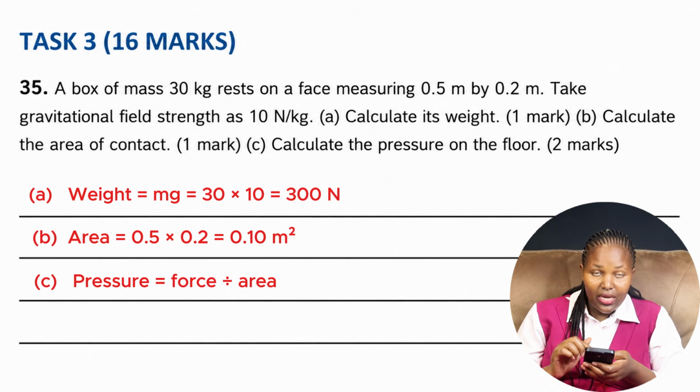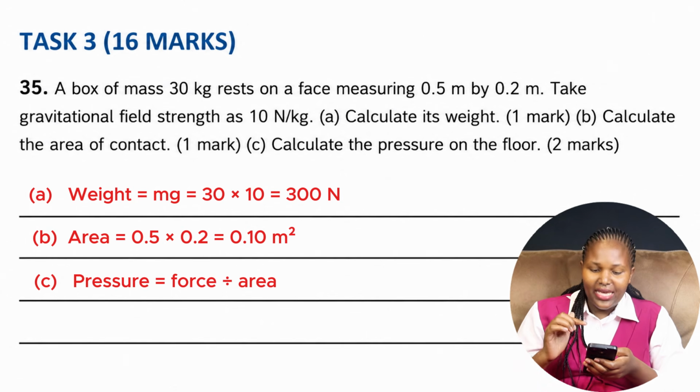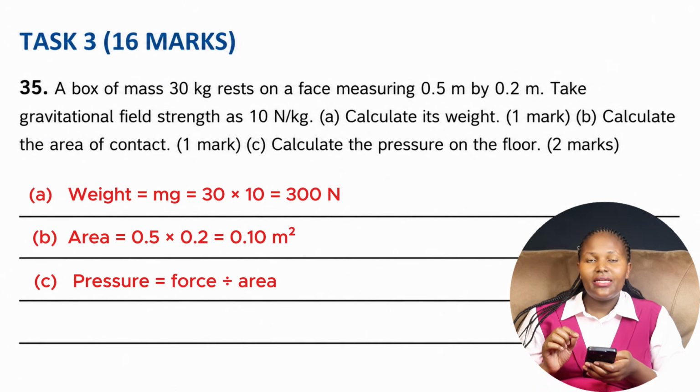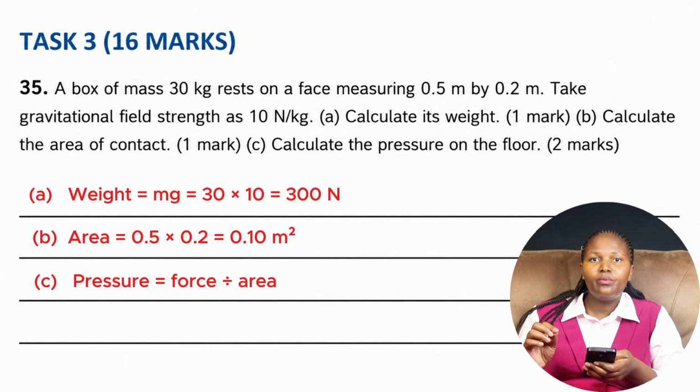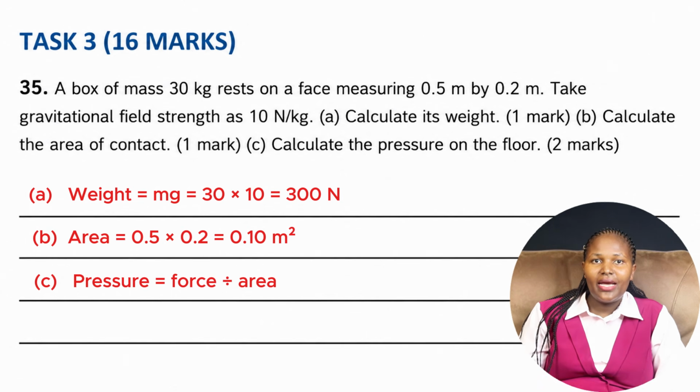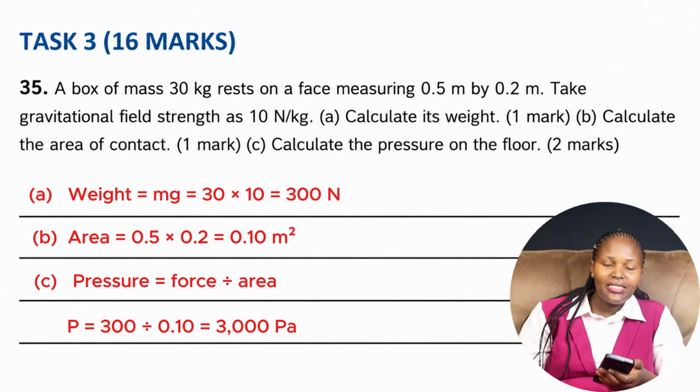What is the force? We have found the force, it is 300, and then you divide by the area. What is the area? The area we calculated in B, and we found that the area is 0.10 meter squared. So we take 300, which is the force we calculated in A, and then we divide by 0.10, and then we get 3000.